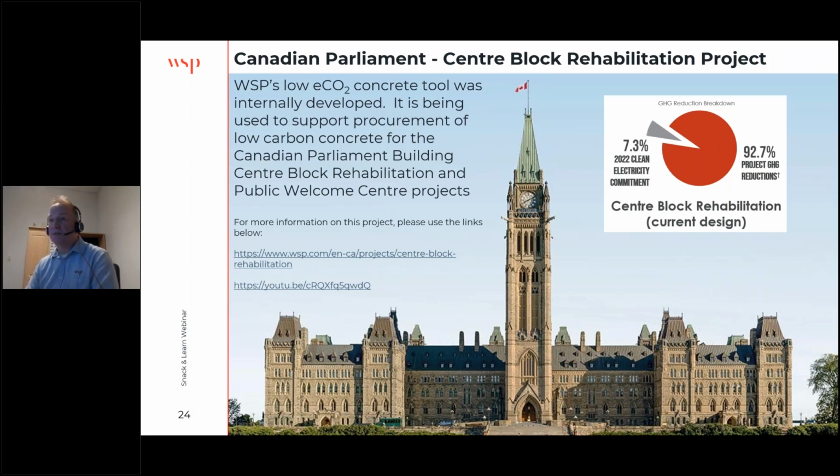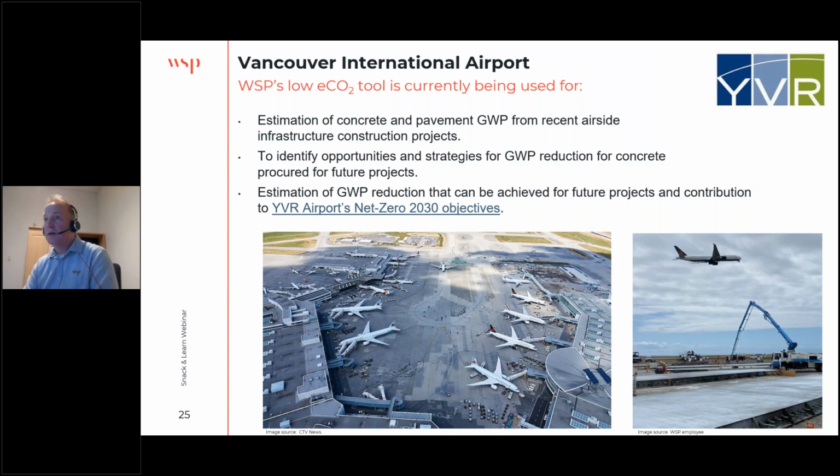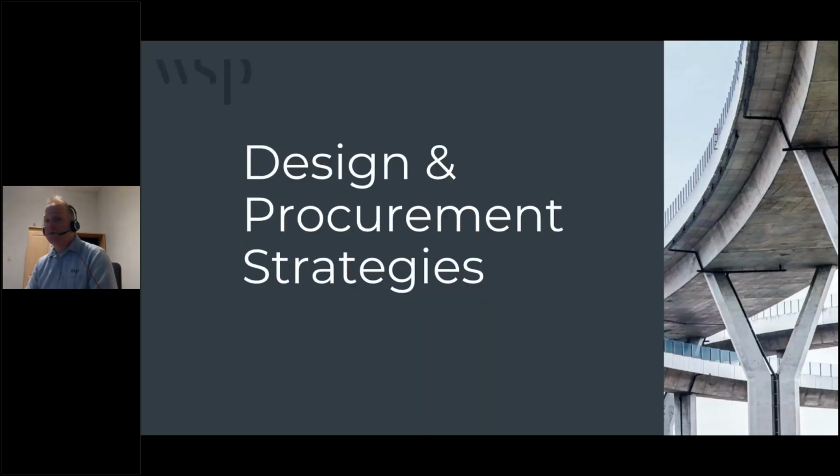That's just a little bit about this project. There's more information that can be found clicking these links that are in the slide. And also at the present time, we're working with the Vancouver Airport Authority to estimate the GWP from recent airside infrastructure construction projects. And after we've completed that inventory in the next couple of weeks, we'll work together to identify opportunities and strategies for reduction of GWP for future projects. We believe that the estimation that can be achieved will provide a significant contribution to the airport's net zero by 2030 objectives. So design and procurement strategies, I think this is what a lot of people are interested in.